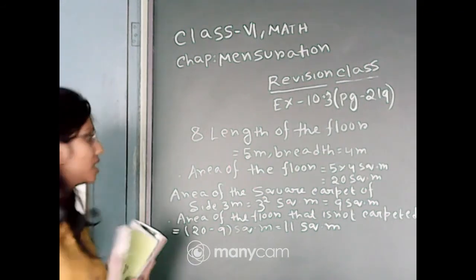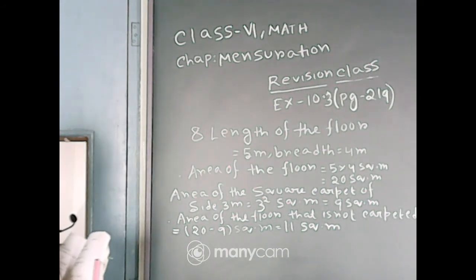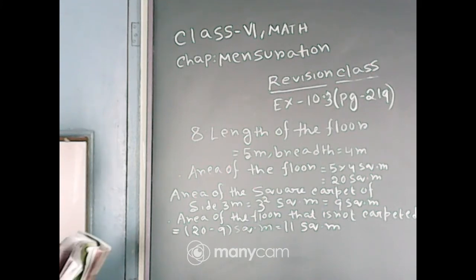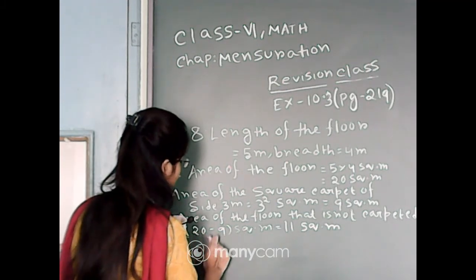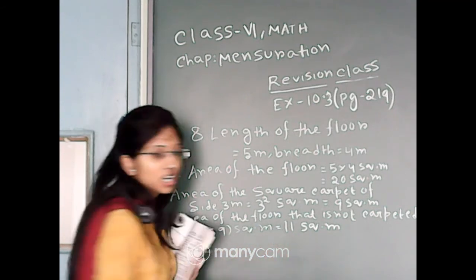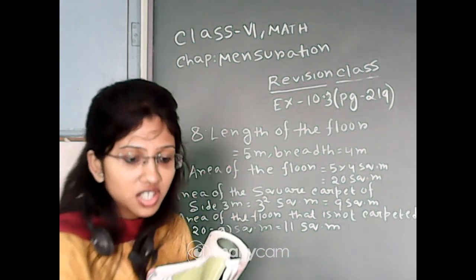Clear? Again I repeat the math. Here length of the floor is equal to 5 meter and breadth is equal to 4 meter. So, area of the floor is equal to length into breadth, that is 5 into 4 square meter, that is 20 square meter. Again, area of the square carpet of side 3 meter is equal to 9 square meter. Therefore, area of the floor that is not carpeted is equal to total area of the floor minus carpeted area of the floor, that is 20 minus 9 square meter, and the answer is 11 square meter. The math is clear to everyone.